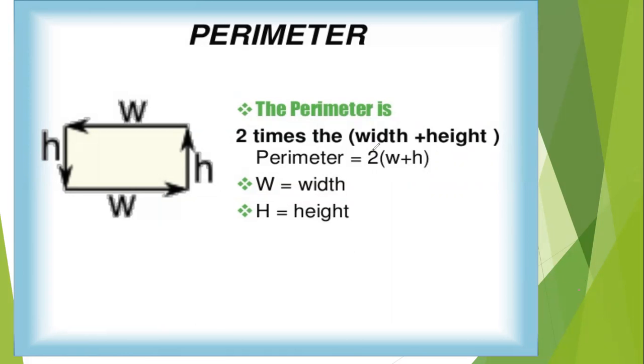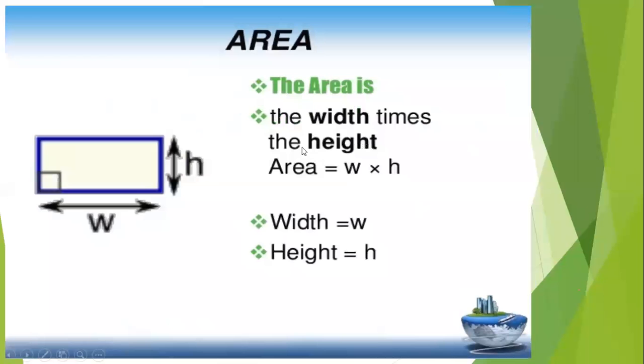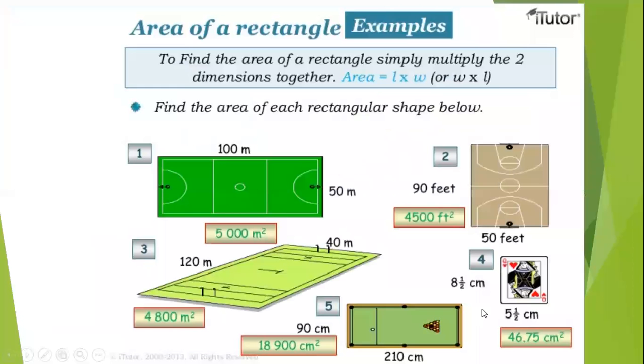Then for area we just multiply the length with the width. So area is given by length multiplied by width, or width multiplied by height. You can call this height or you can call it length sometimes. In this case, it is the longer side multiplied by the shorter side. If we look at some examples, here 100 times 50 is 5,000 meters squared. Here this is 90, this is 50, 90 times 50 is 4,500 foot squared, and many other examples as you can see here.